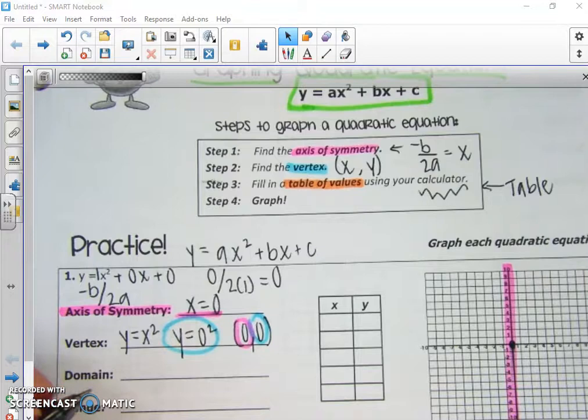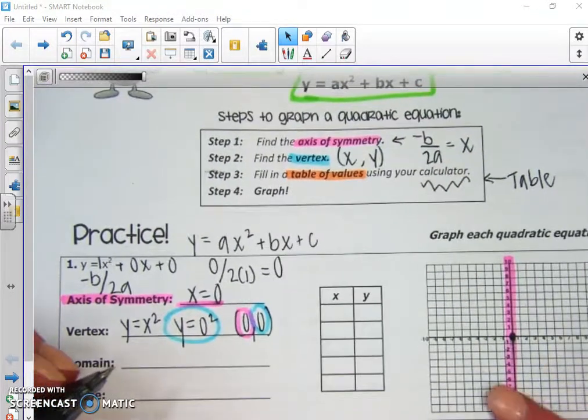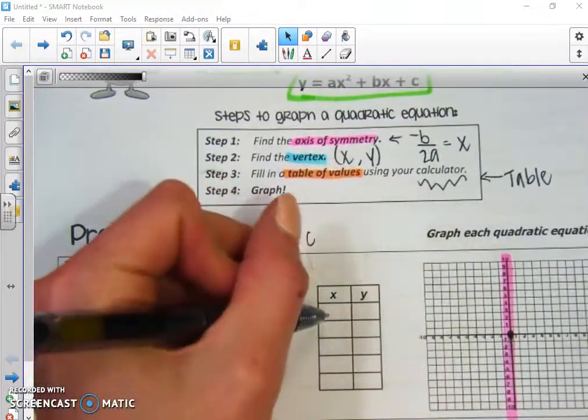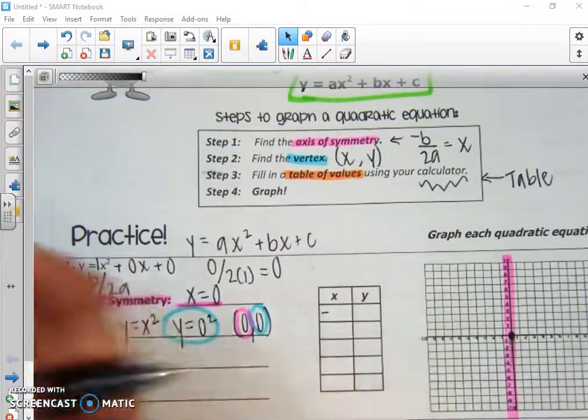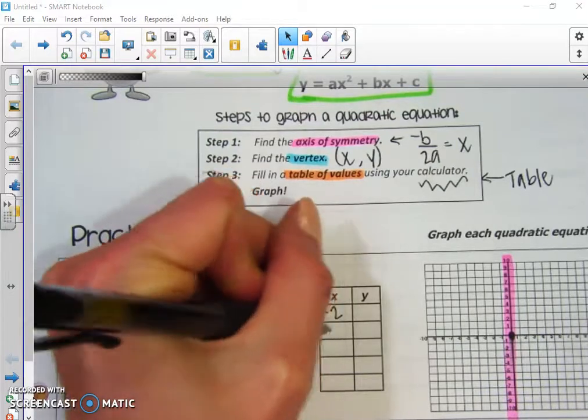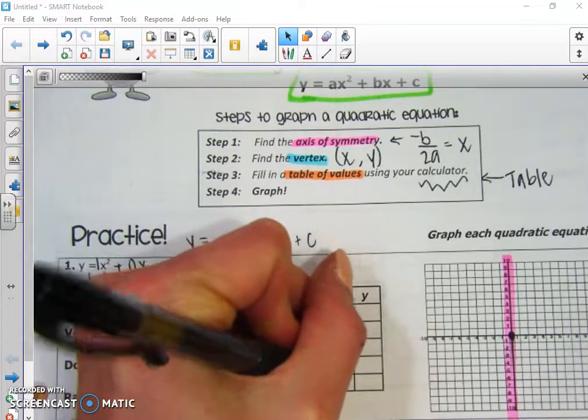For the domain, let's think of numbers we can use. These are the x values of our table. Usually you want to use a couple negatives and a couple positives. It's nice if you use smaller numbers: negative 2, negative 1, 0, 1, 2.